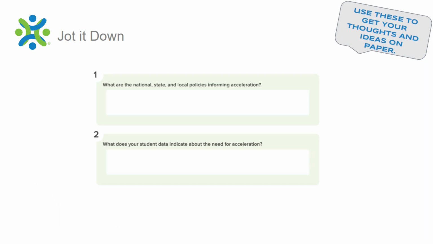The next thing is to take a look at what your data indicate about the need for acceleration. For example, if you are using an achievement test such as NWEA MAP and you notice that you have a lot of students in the high achieving low growth area, then you know that students are being held back in their learning because of the pace and the level of rigor. Your data might indicate that acceleration should be pursued.